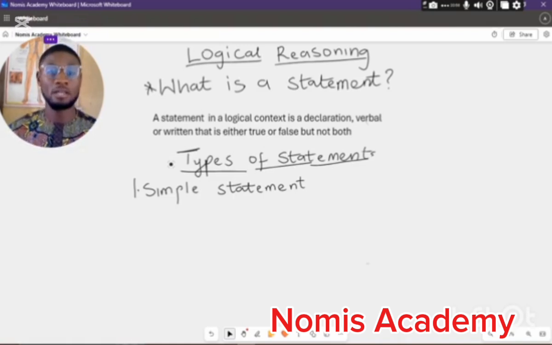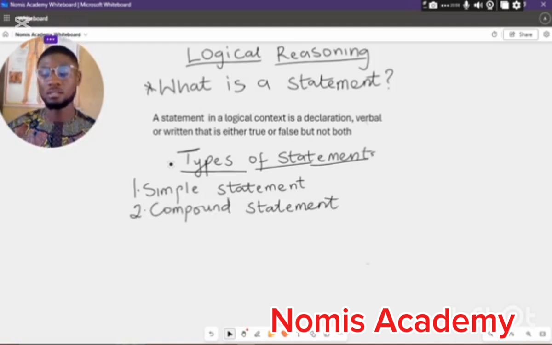You know what a verb is from your English language class? A verb is just an action word or a doing word. So a simple statement is a statement which has only one verb, while a compound statement is made up of two or more simple statements. This compound statement is also known as composite statement.